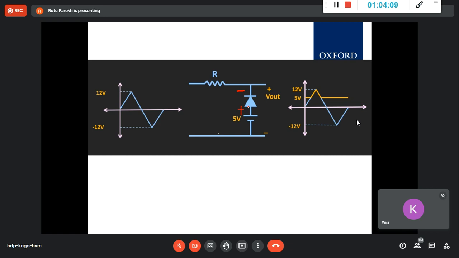Ideal diode, sir. Here, if this 5 volt would not have been there, then when this is positive, even 0.1 volt for an ideal diode, it is positive.